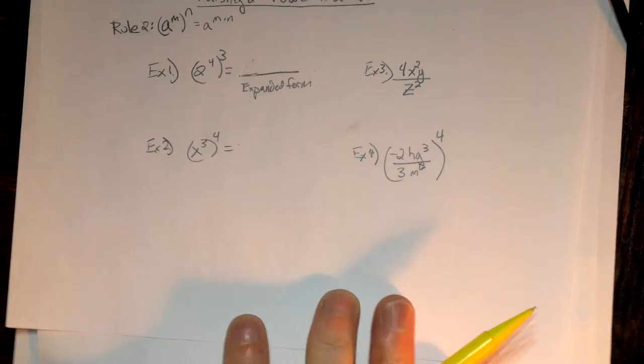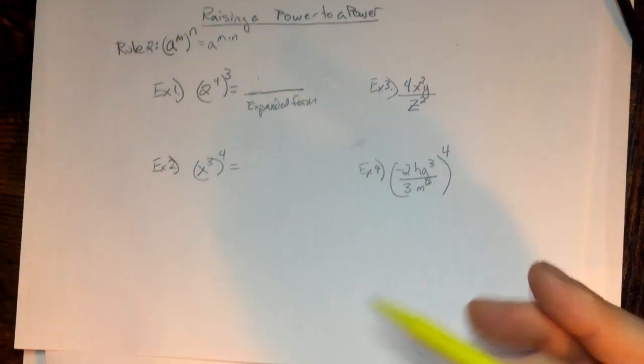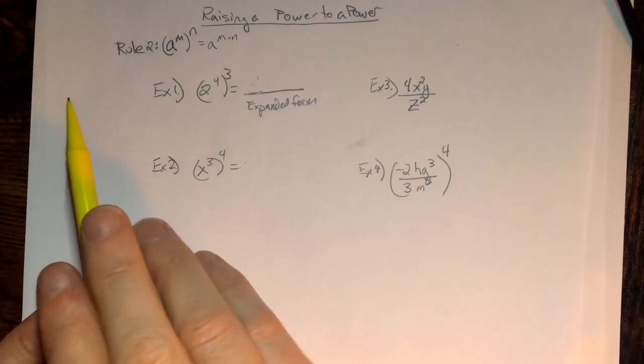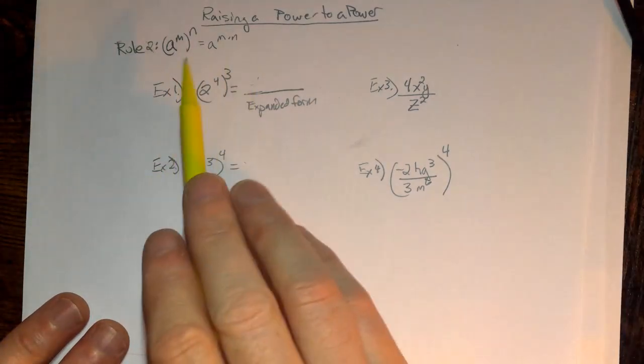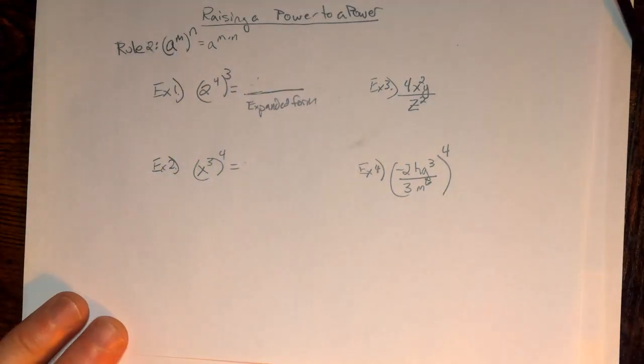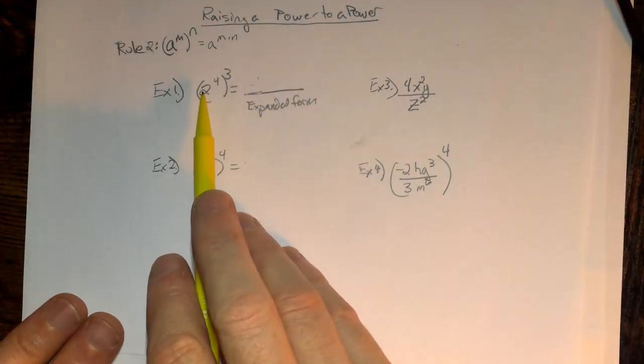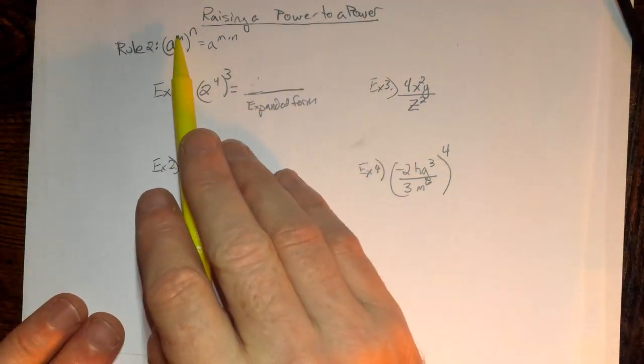There are multiple rules, and I'm arbitrarily naming it rule 2, but it's just a second rule. It could be the third rule, whichever. It doesn't matter. These are just rules that you need to understand how they work. Looking at the rule, it says a to the m power.